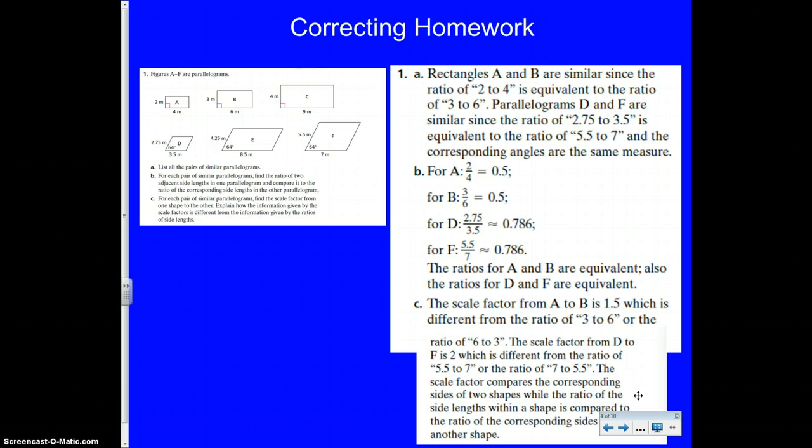For each pair, find the scale factor. So the scale factor from A to B was 1.5. The scale factor from D to F was 2. How do those compare with the ratios? They are different than the ratios. The scale factor compares one length to another length or width to width, and the ratio compares adjacent sides. So a length and a width on one shape to the length and the width on the other shape.